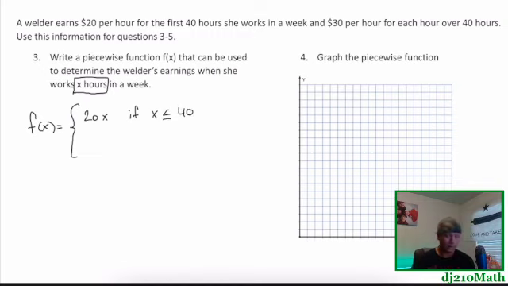All right, for everything over 40 hours, she's making $30 an hour. So 30x if X is over 40, so greater than 40 hours. Okay. So at 40 is where things start to happen, right? At X equals 40.